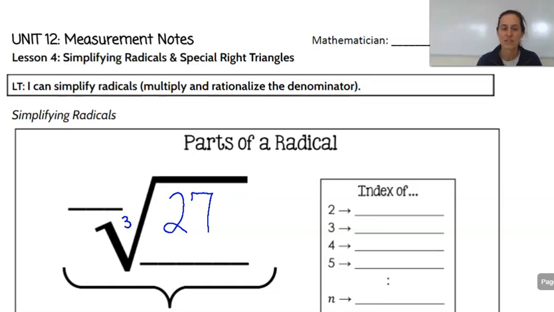Hi, in this lesson, we're going to take a look at simplifying radicals, also multiplying and rationalizing the denominator. We're going to start with talking about the parts of a radical.